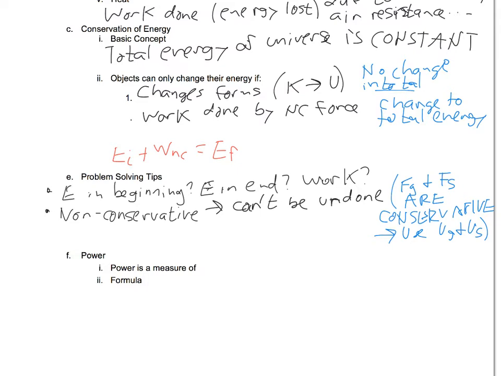And the last little thing we had is power. Power is a measure of the rate of energy usage, how quickly energy is used. And the way we find it, very simply, is that the average power is the work done over the time.